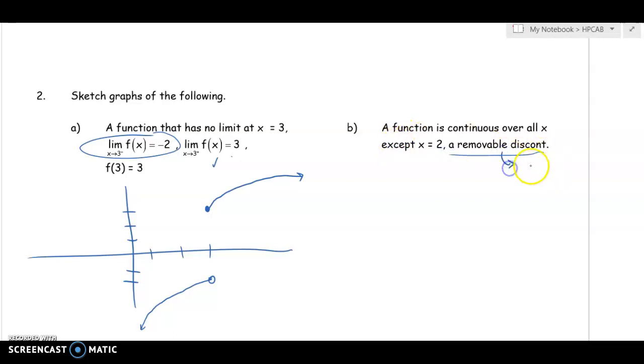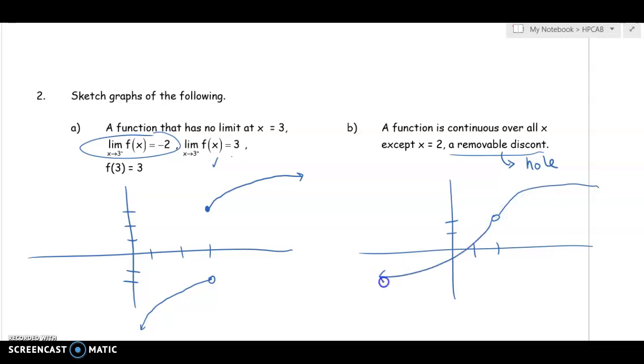All right, B. A function is continuous over all x's except x equals 2. Removable discontinuity, which is a hole. So it's continuous everywhere except at x equals 2. Again, it doesn't matter what the y value is. It doesn't even tell you. So whatever you want, but there should be a hole at x equals 2. So I'm just going to make a hole here at x equals 2. And then whatever you decide to draw for the rest of it, draw it. But it should be continuous everywhere but at that hole.